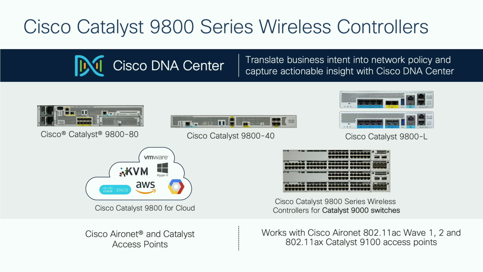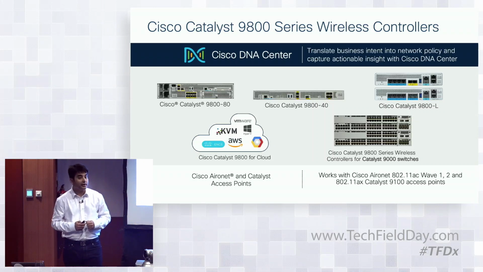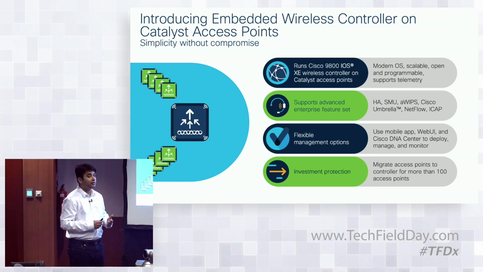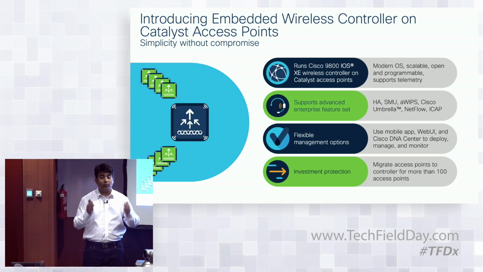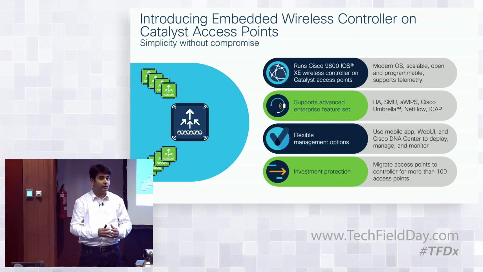But then last time I also introduced 9800 as an embedded wireless controller on Catalyst switches, which means 9300, 9400, and 9500 for our software-defined access deployments. All supported from Cisco DNA Center for policy, automation, and assurance, and it can manage all your Cisco Aironet and Catalyst Wi-Fi 6 access points. What I'm going to introduce today is the embedded wireless controller on Catalyst Wi-Fi access points, which means now you can run the 9800 wireless controller on Wi-Fi 6 access points.